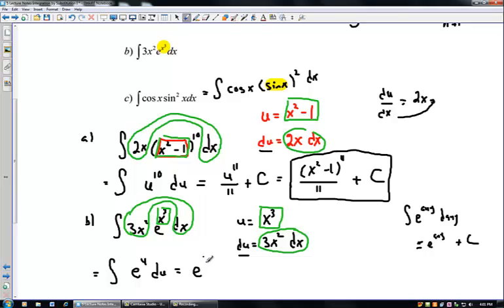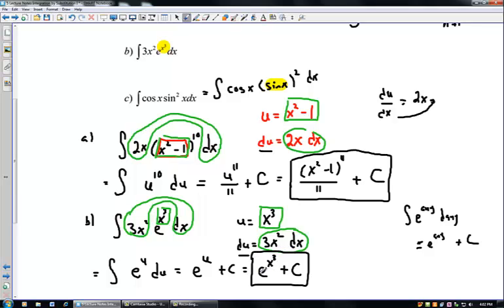And so this is just equal to e to the u plus c. And then don't forget to substitute back in for x, because you made up u. And so this is e to the x cubed plus c. Again, you can check your answer by taking the derivative of this.